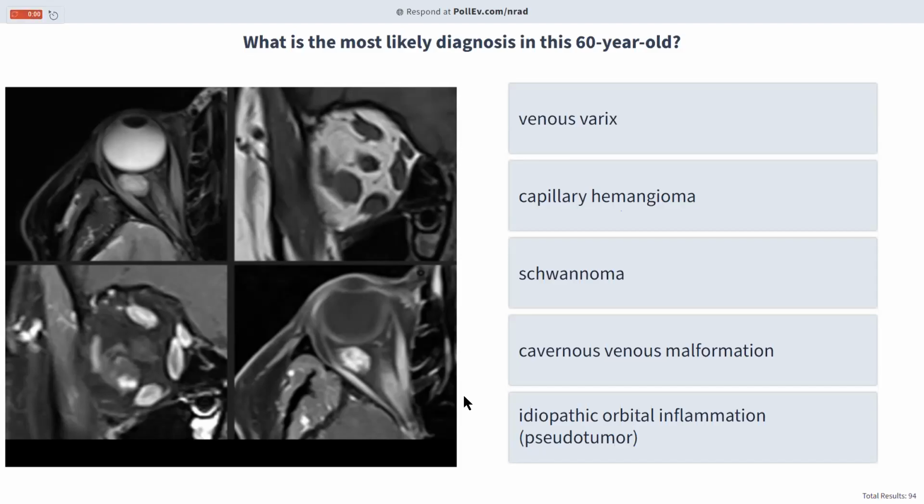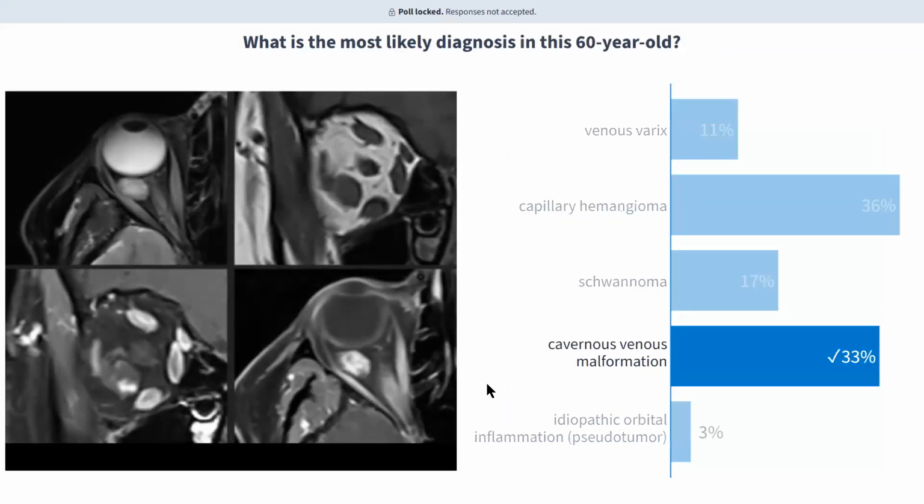Okay, this is a tough question. Very little time to simulate 4 images. So this was a cavernous venous malformation, which a third of you got correct. However, more of you chose the answer choice of capillary hemangioma. I put these two answer choices in this manner to be purposely tricky.